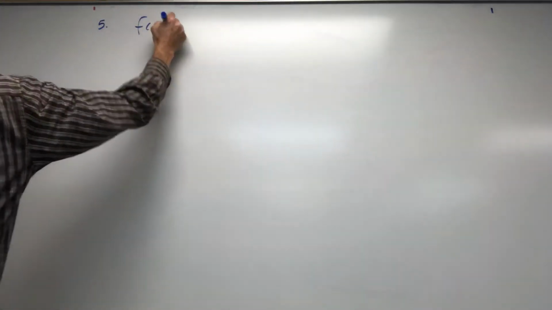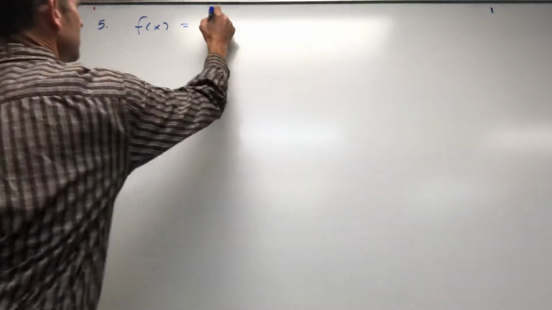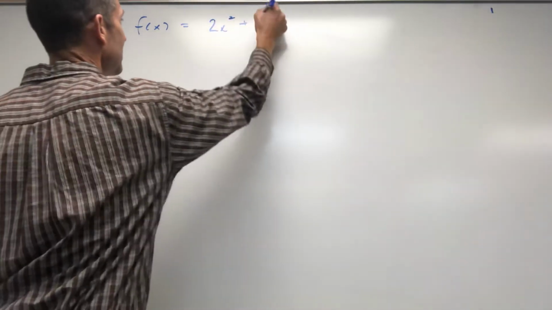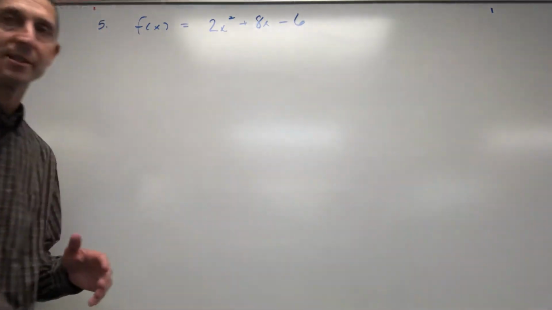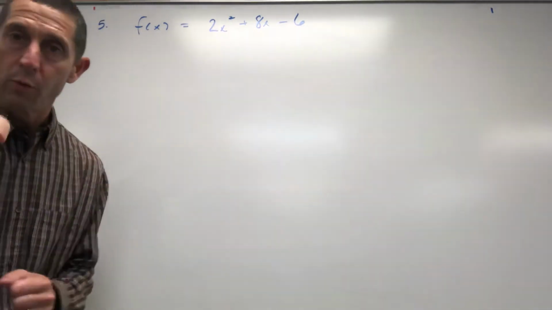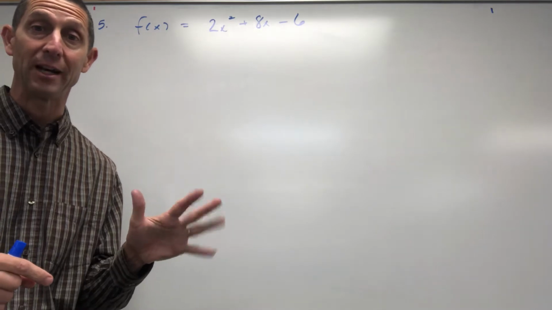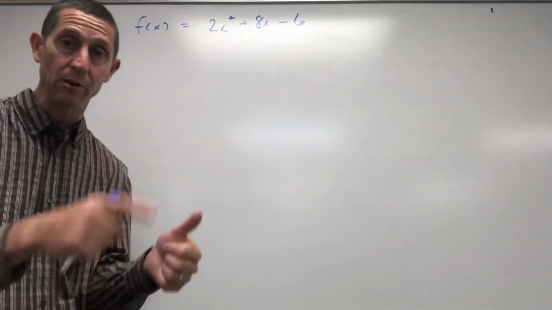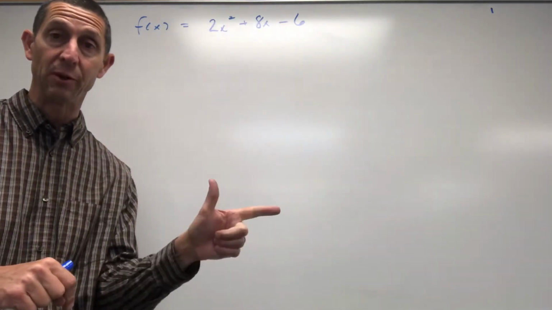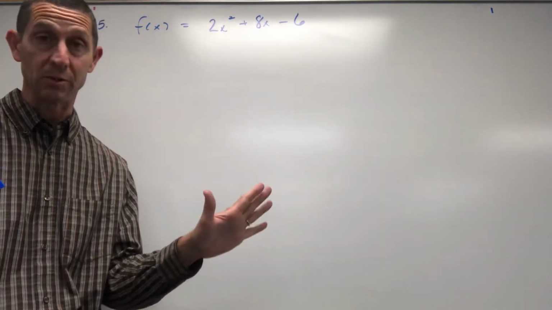Okay, let me just put one up here. Let's call this number 5. Let's get an f of x right here: 2x squared plus 8x minus 6. Okay, with this, you're going to have to find 5 different things. We're going to start off with stuff we know. Axis of symmetry, vertex right off the bat. So stuff we do know.